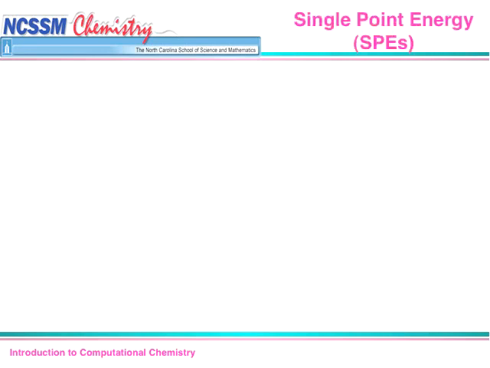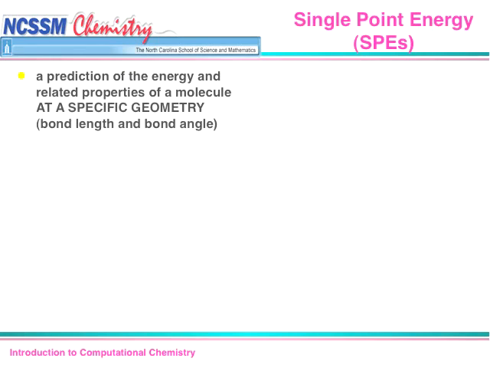Okay, single point energies are the prediction of the energy and related properties of a molecule at a specific geometry, meaning at a specific bond length, bond angle, and dihedral angles if you have those. So a single point energy says, okay, I know exactly what my geometry is, and I want to know the energy of the molecule when it has this structure. So that's called a single point energy. And it's used to obtain basic information about a molecule.